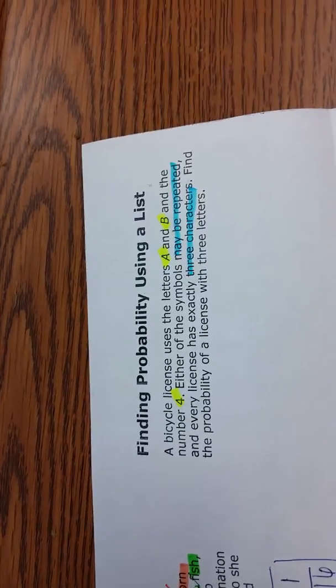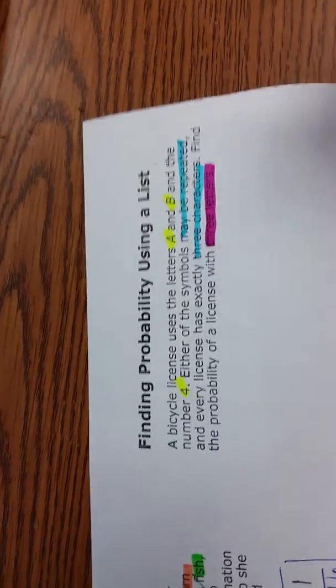Okay, so we're going to find the probability of a license with 3 letters. Okay, so we only want the license with 3 letters. Okay, so let's make a list. So now we're going to organize this list, and I'm going to start with the letter A. I'm going to list all my possibilities of getting an A. Okay, so having A at the beginning of the list.